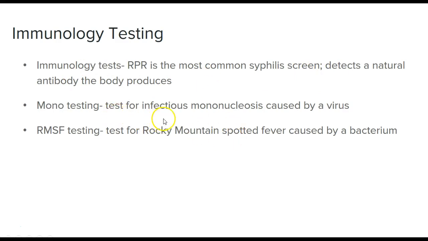Mono is caused by a virus called EBV, and it causes the disease infectious mononucleosis. So when we do a test, we're looking for the antibody to mono. And Rocky Mountain spotted fever, you know, you get that from a tick, and it's actually a bacteria, and we do the test for that to see if it's positive.